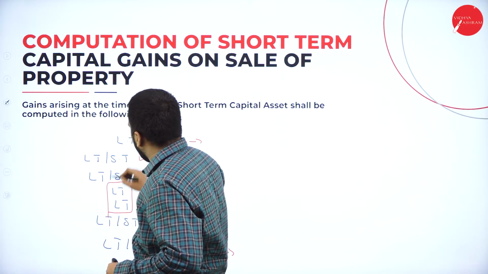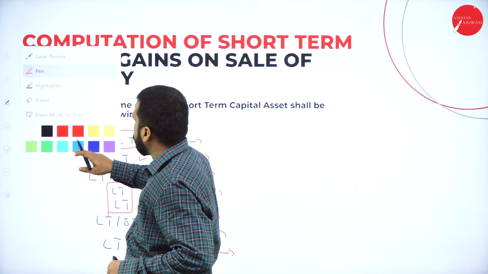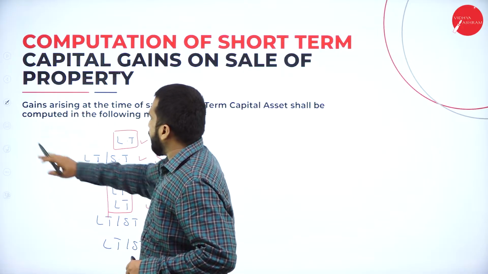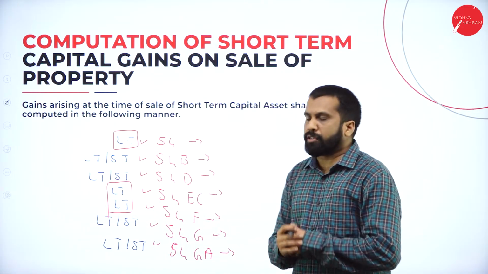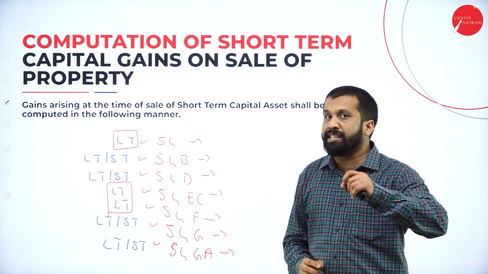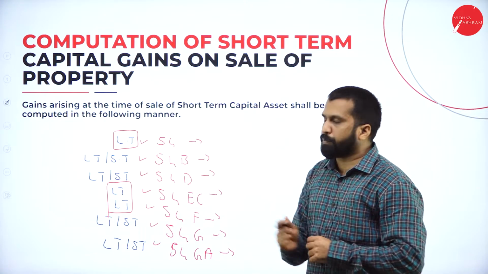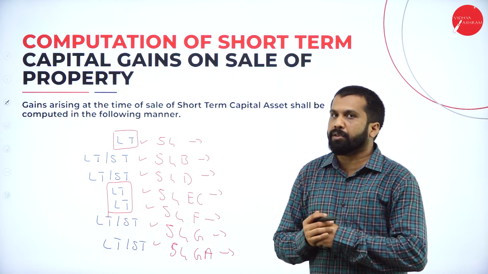Remember these two and this one. They never come for your short term. First one, third one, fourth one, those are especially for long term only. The rest of them are for both short term as well as long term.